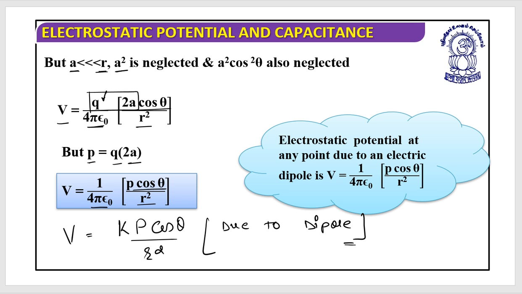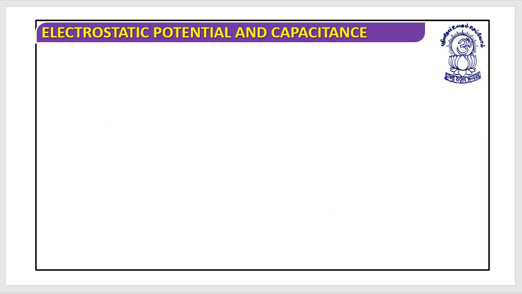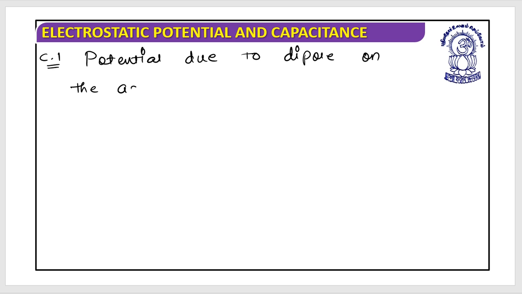Okay, so let's find out the potential due to a dipole on the axial axis and on the equatorial axis. Case 1: potential due to dipole on the axial position.